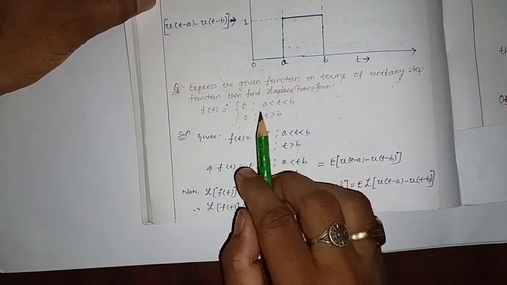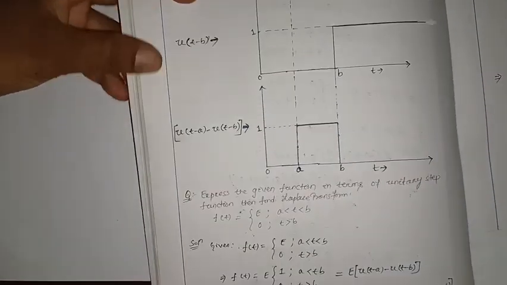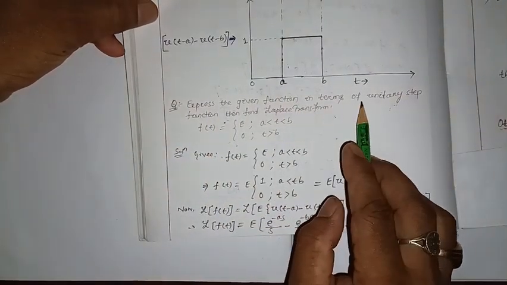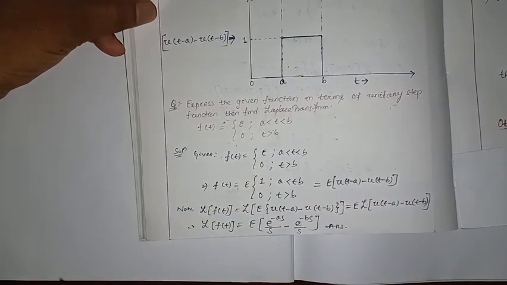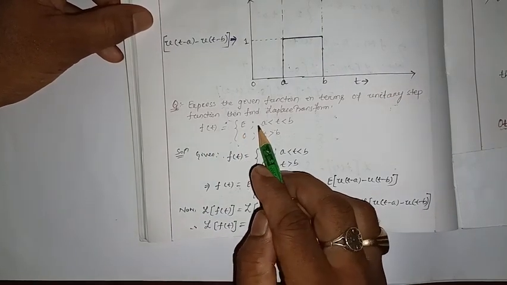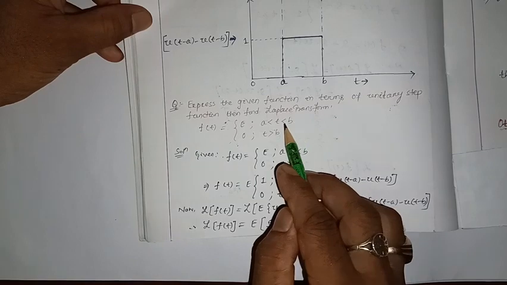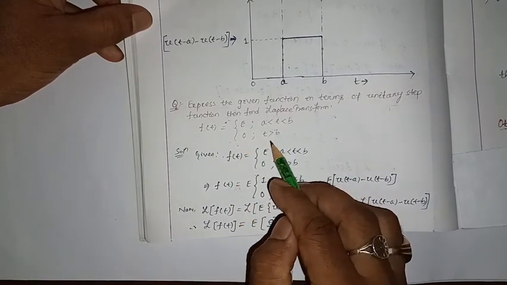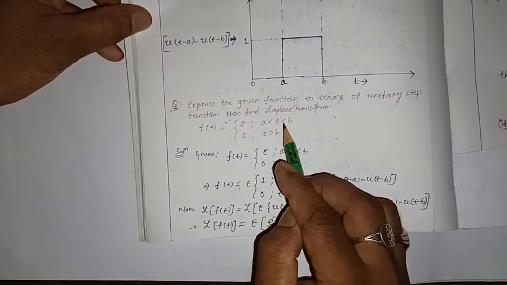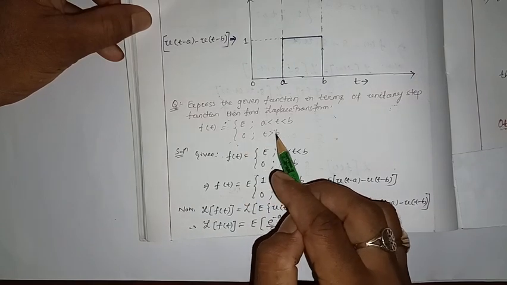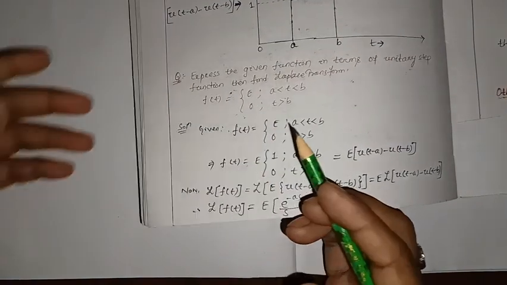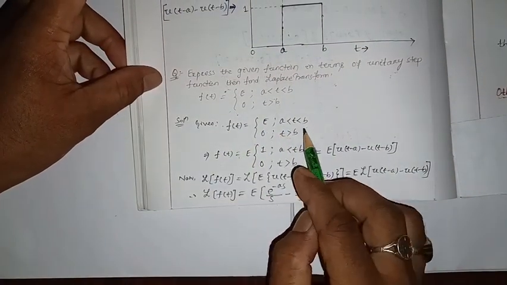So here is one numerical which can be solved by this concept. Express the given function in terms of the unit step function, then find the Laplace transform. Here the given function is f(t) equal to e when t is in between a and b, and 0 when t is greater than b. So how are we going to solve it? Here you can see the given function is f(t) equal to this.